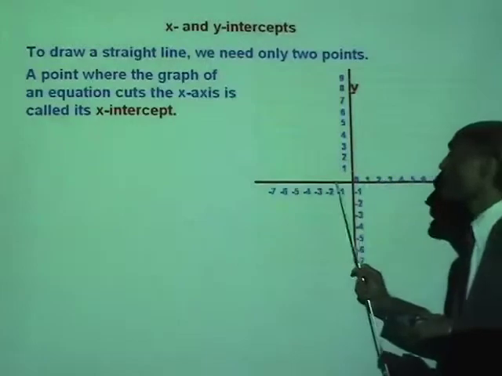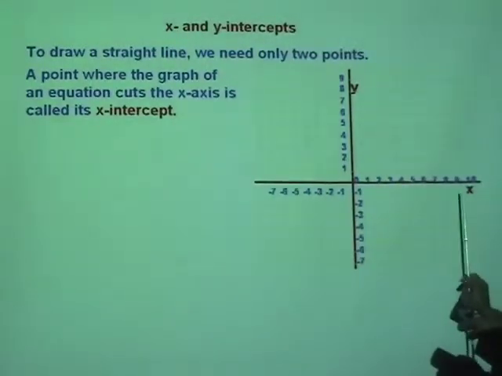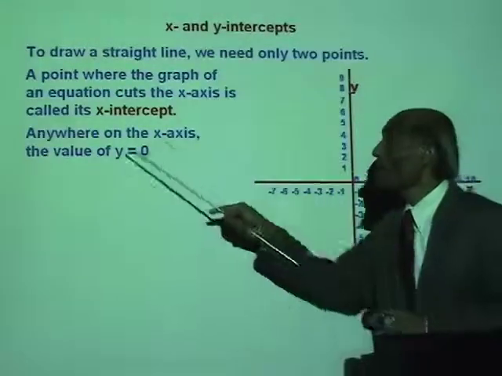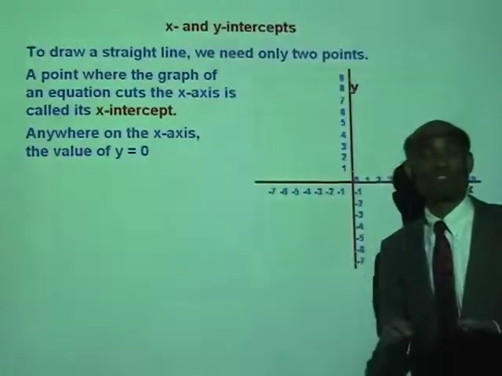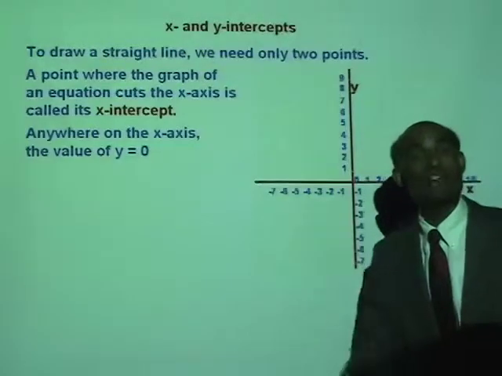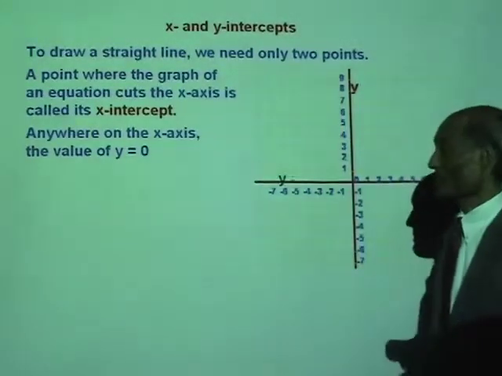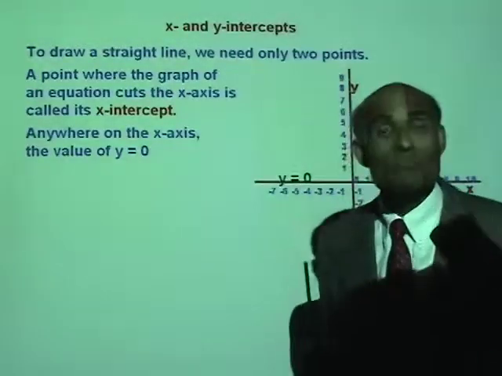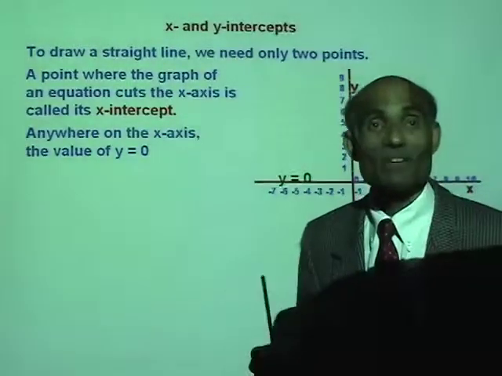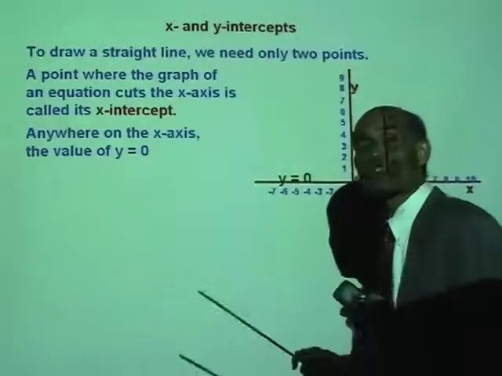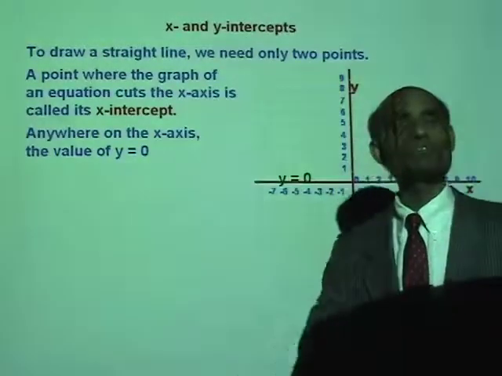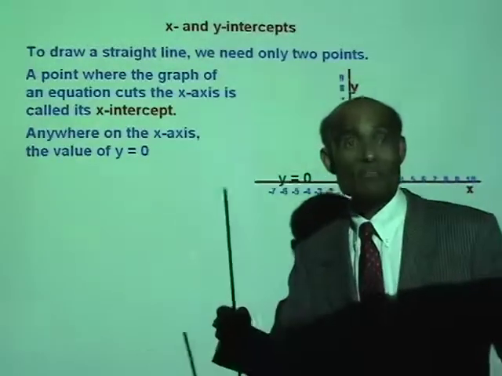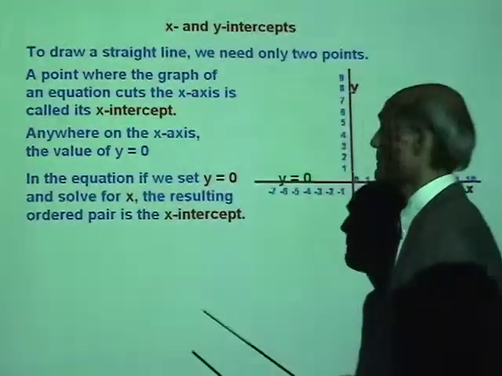Anywhere on that red line, which we call the x-axis, the value of y is 0. Alright, so the x-axis has another name. There is an equation. The equation for the x-axis is y equal to 0. Anywhere on the x-axis, the value of y is 0.